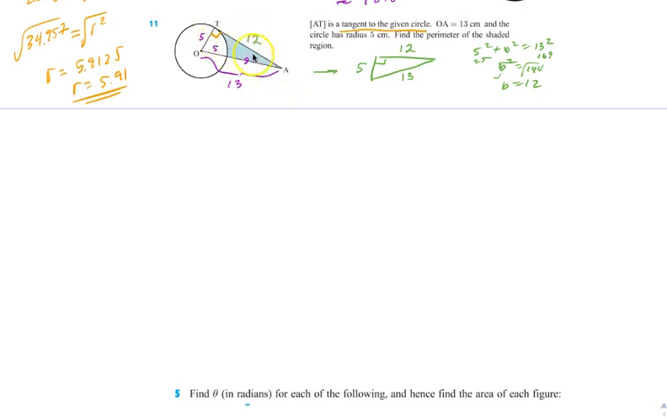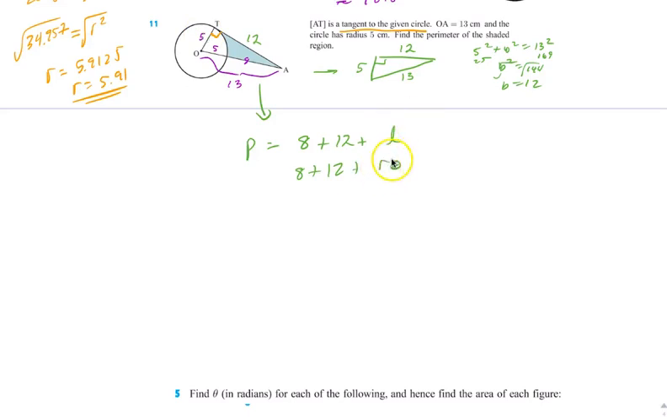Remember, they want the perimeter of the shaded region. So that's going to be this line with this line plus the arc length. So my perimeter is going to be 8, which is this line right here, plus the outside line, 12, plus the arc length L. But again, we know how to find arc length. It's just the formula for it. It's R times theta. So 8 plus 12 plus R times theta.